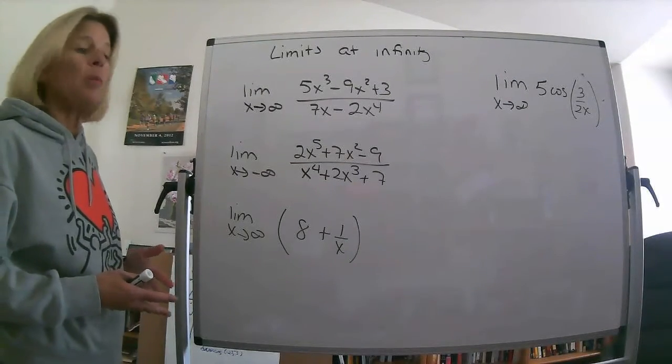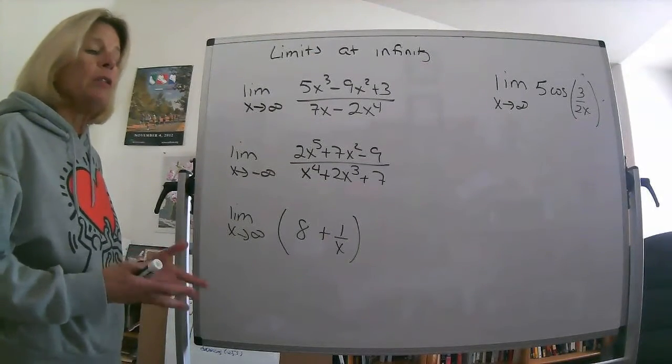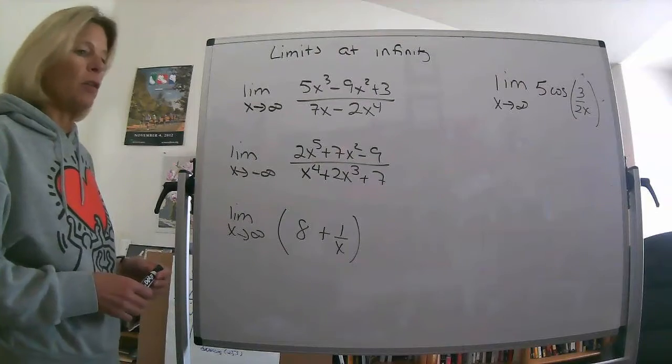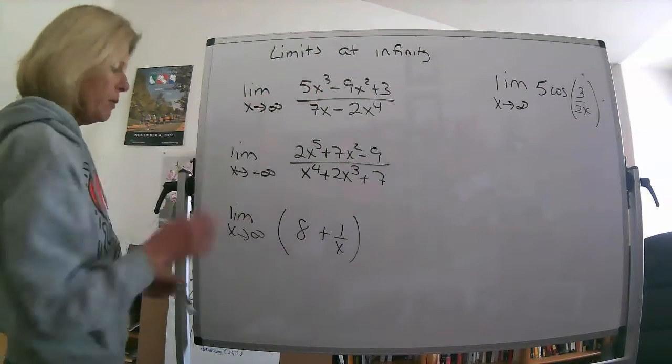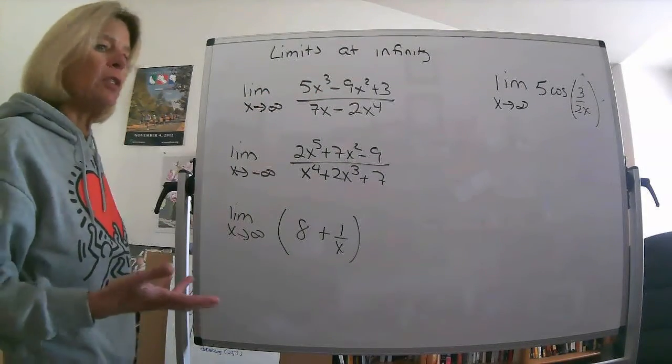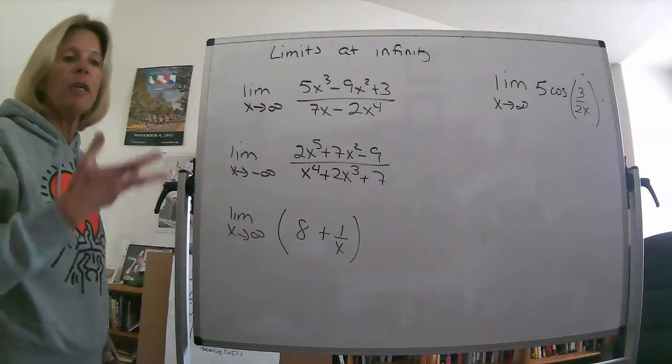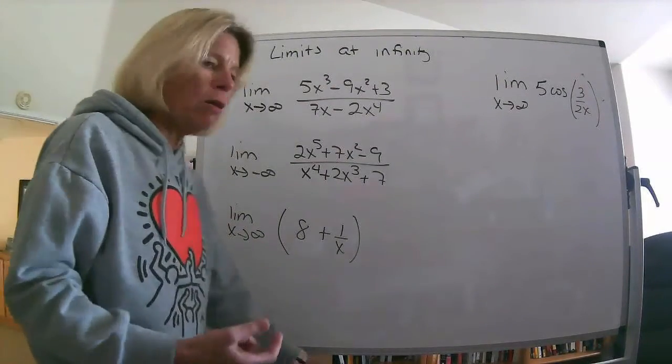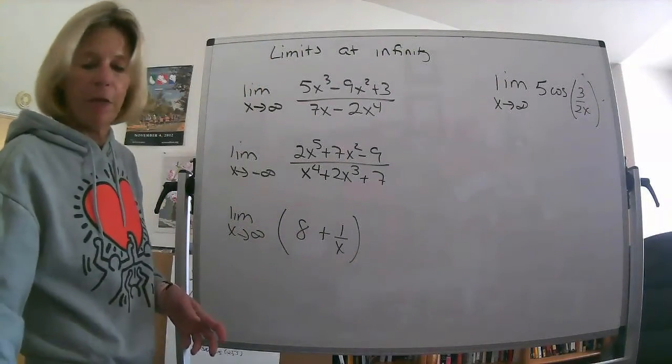Today we're going to talk a little bit more about limits at infinity. This is section 3.5 in the Larsen book. When we have some basic rational functions, the important thing to remember is that the highest exponent is all that matters in the numerator and denominator.